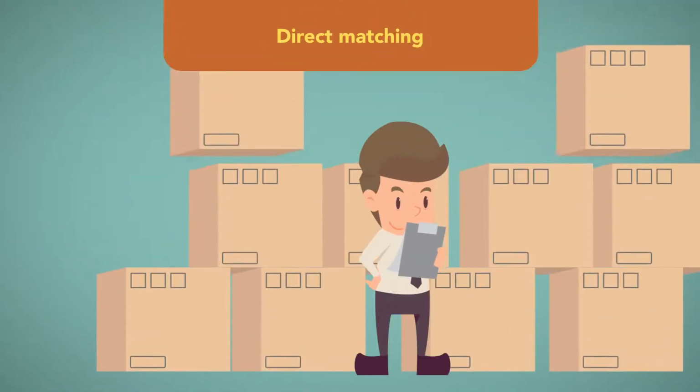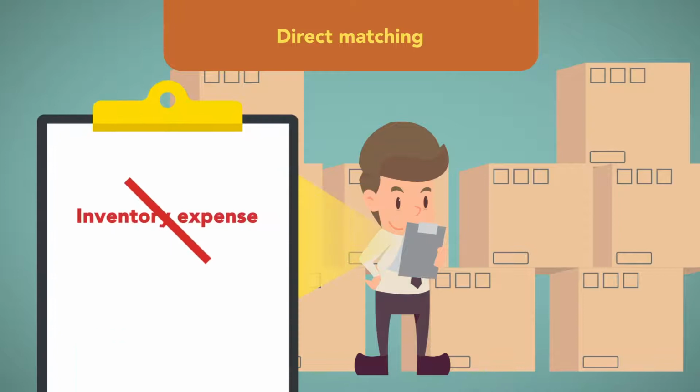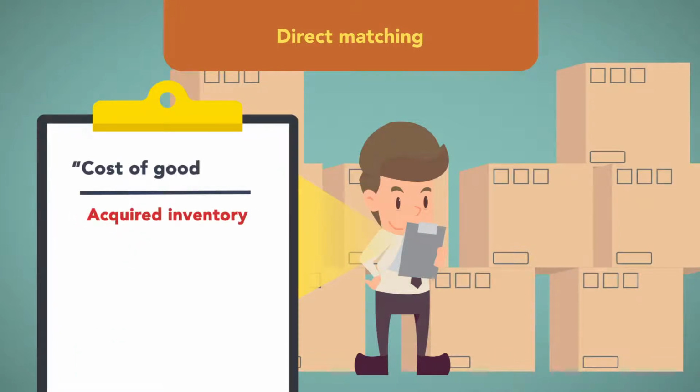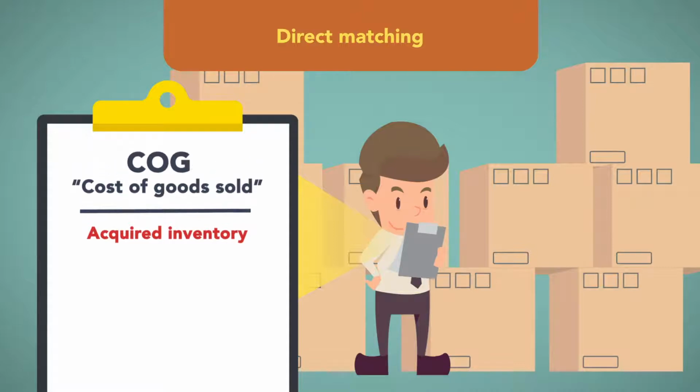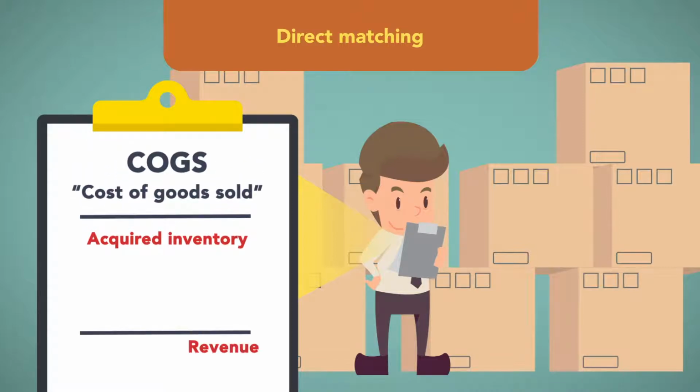One approach to matching revenue with expenses is called direct matching. When a retailer buys inventory, it does not record an inventory expense, but rather it records the acquired inventory as a cost of goods sold expense, called COGS, in the calculation of revenue when the inventory is actually sold.